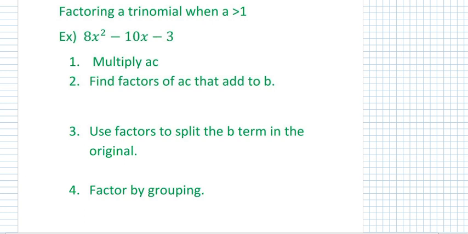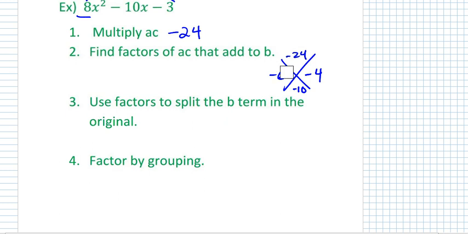But when the term in front of the x squared is not 1, when it's bigger than 1, here it's 8, we're going to do something a little different. We're going to multiply a times c, so you get negative 24. And then we want to find the factors of negative 24, which add to b in this case, which is negative 10. That's negative 6 and negative 4.